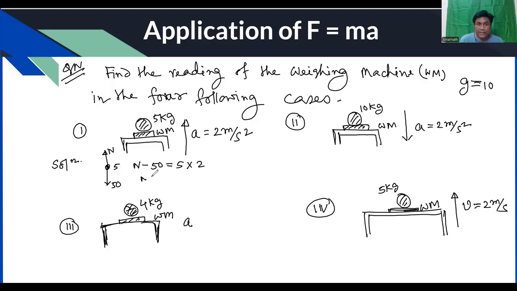So from that I can get N equal to 50 plus 10. It means N equal to 60 Newton. And this is nothing but the apparent weight. And this is nothing but the reading of the weighing machine, okay? This is the answer only.